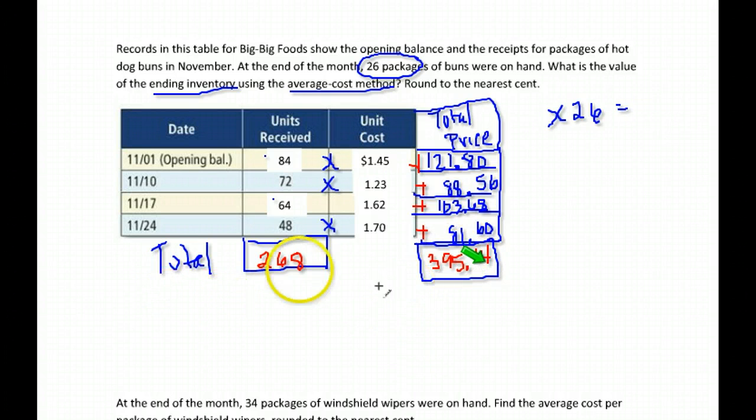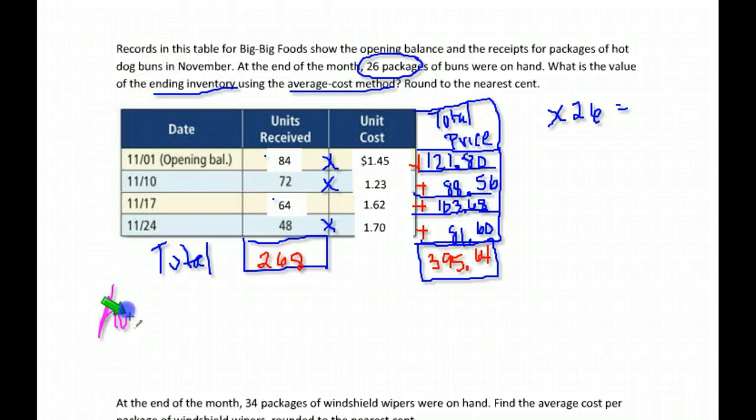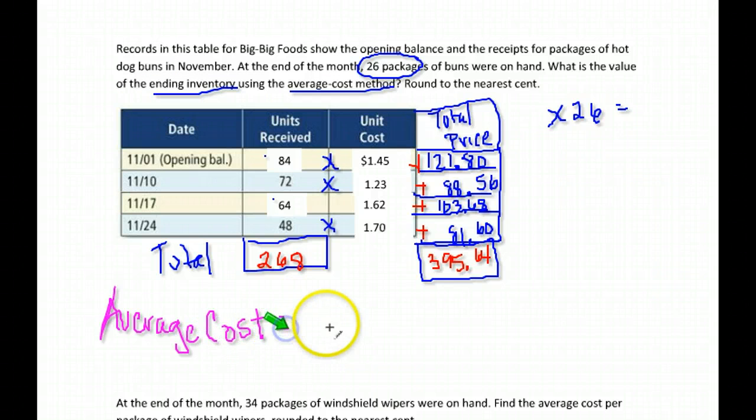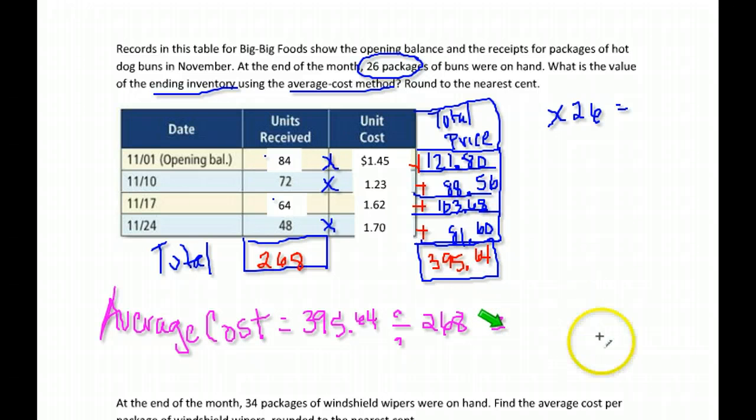All right. We totaled each order. We totaled the units we received. We totaled the price of all of our orders together. Now we need to find the average cost. Okay. That's what the average cost method is all about. You find the average cost of each item. So we take $395.64, our total price, divided by the total number of items that we have, which was 268.